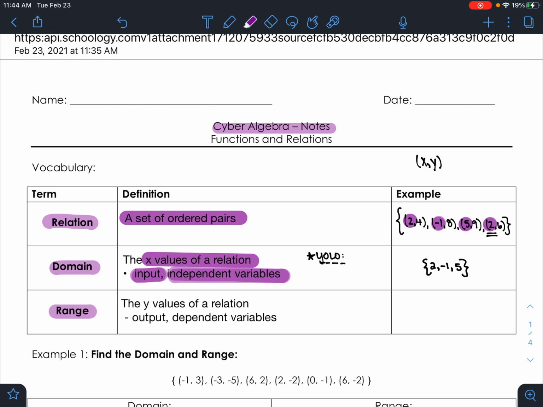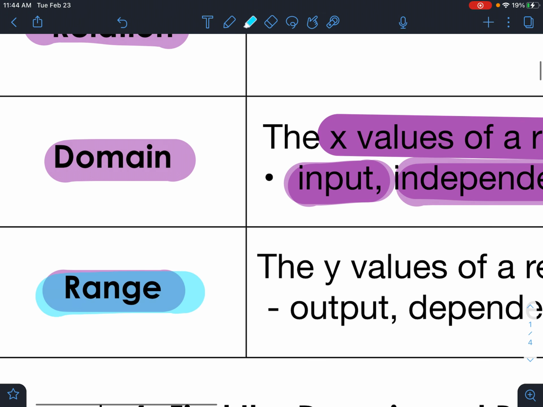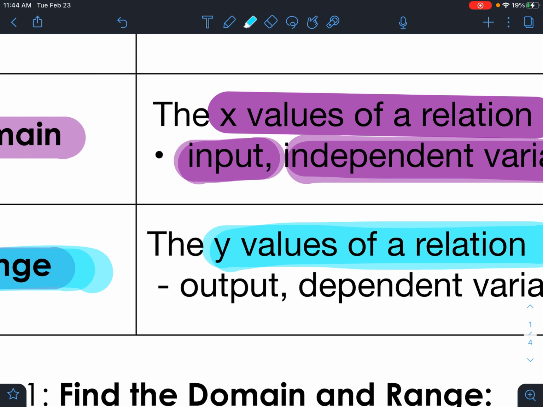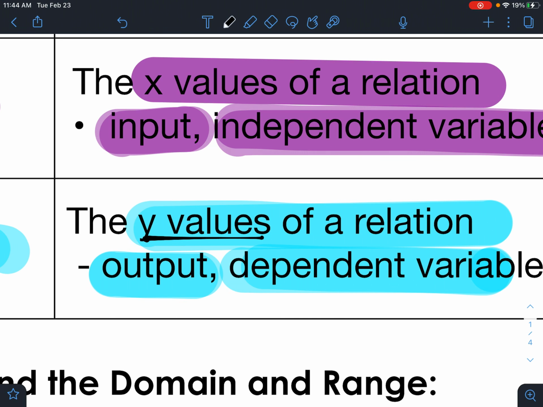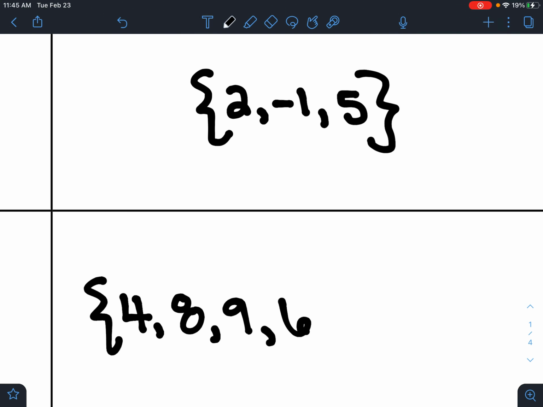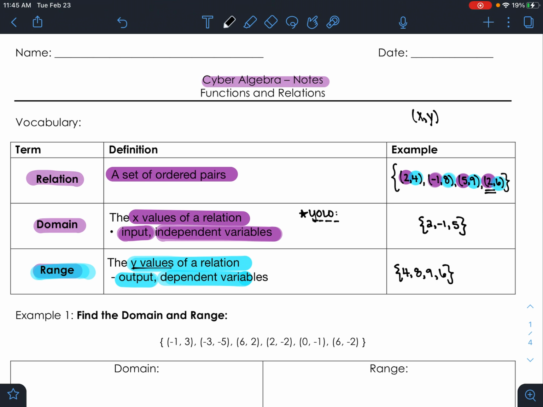All right, let's talk about the range now. The range is going to be quite similar. The range is just the y values of the relation. And again, you might see it in terms of the output or the dependent variable, but simply, it's just the y values of a relation. So if I go back to my original relation, I'm going to highlight my y values, my second numbers in there. So 4, 8, 9, and 6. And for my range, I'm simply going to list them: 4, 8, 9, 6. Close it up. And that's your domain and range.